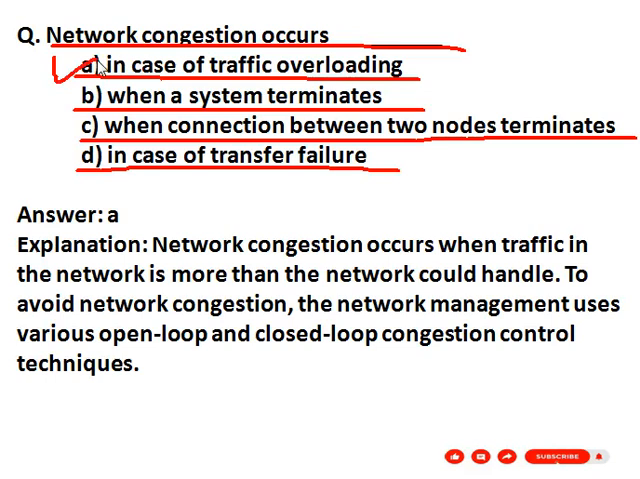So what is network congestion? Network congestion occurs when traffic in the network is more than the network can handle. To avoid network congestion, the network management uses various open loop and closed loop congestion control techniques.